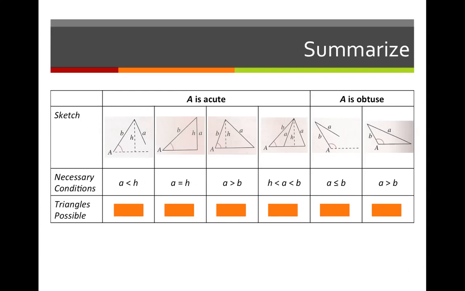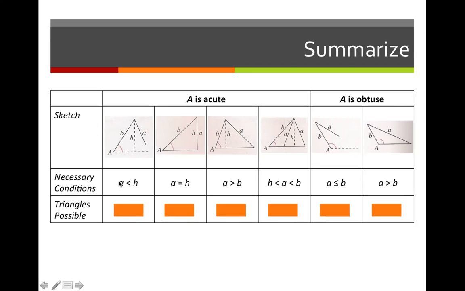So let's summarize here what we've just gone through, and this is on the back side of your note sheet if you want to fill this in. So if we have a situation where we know this side length and this side length, and we know this angle, we know that the other side has to be out here somewhere. We just don't know how long it is. Here's our h to represent that distance.